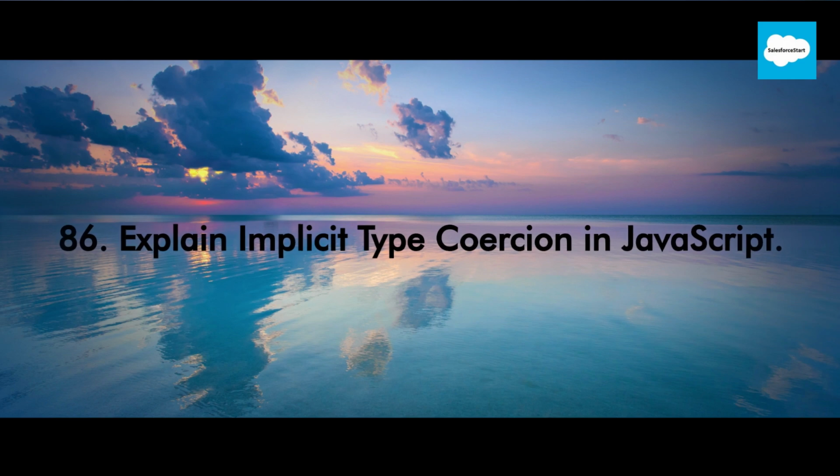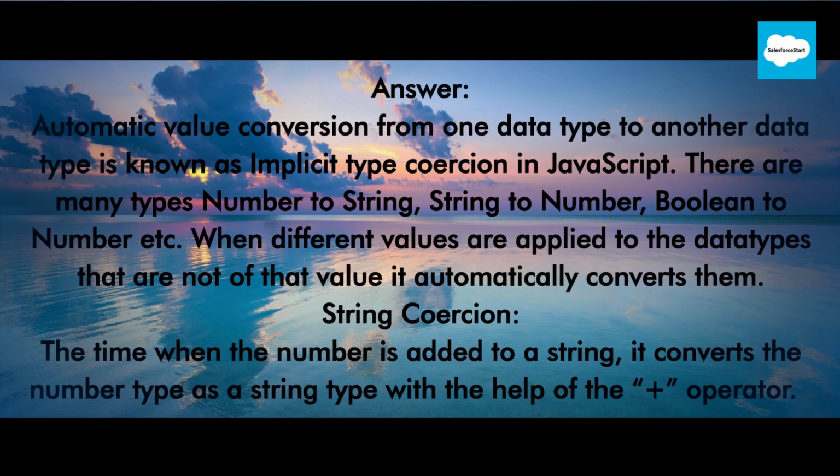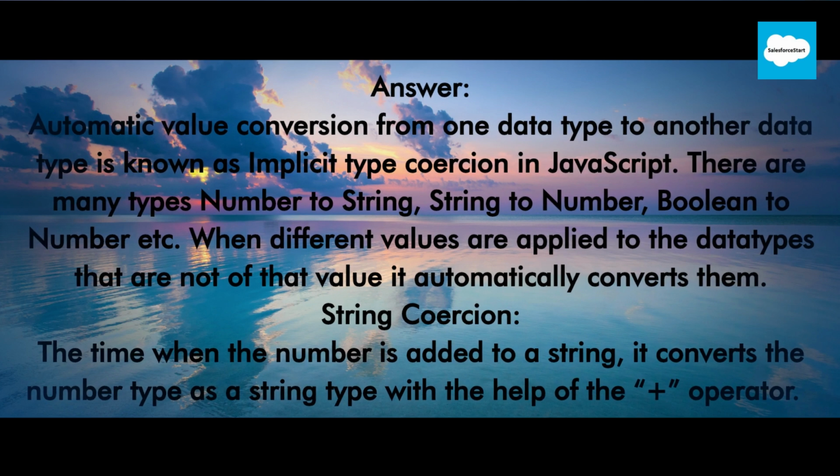86. Explain implicit type coercion in JavaScript. Answer. Automatic value conversion from one data type to another data type is known as implicit type coercion in JavaScript. There are many types: number to string, string to number, Boolean to number, etc. When different values are applied to data types that are not of that type, it automatically converts them. String coercion. When a number is added to a string, it converts the number type to a string type with the help of the plus operator.